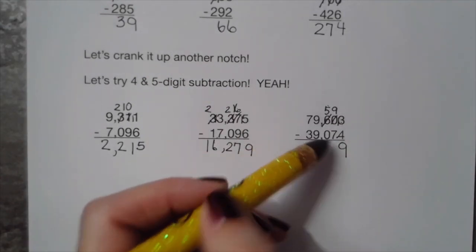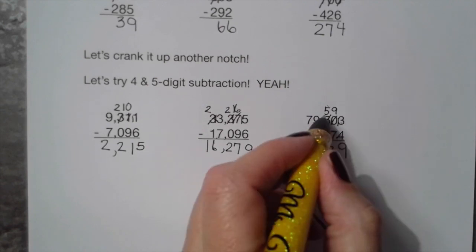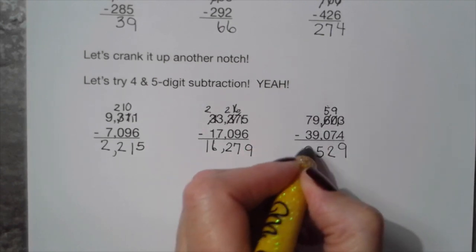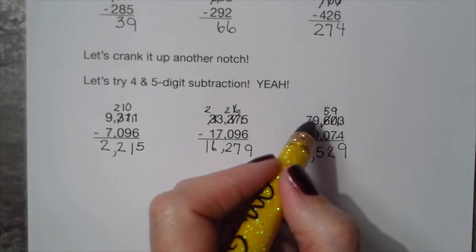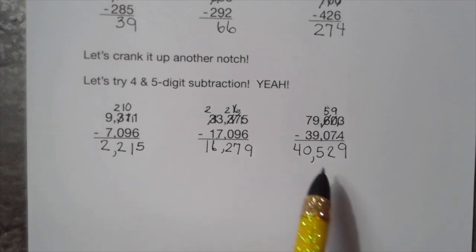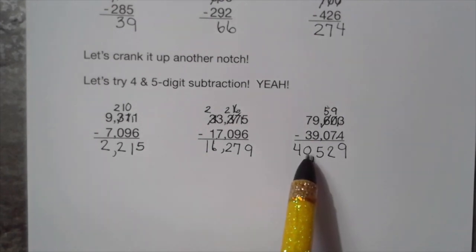Now I have 9 subtract 7 is 2. 5 subtract nothing is 5. 9 subtract 9 is 0. And 7 subtract 3 is 4. Now, why do I have to put a 0 there? Do you know?